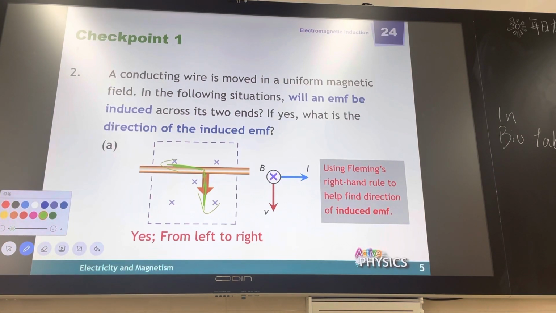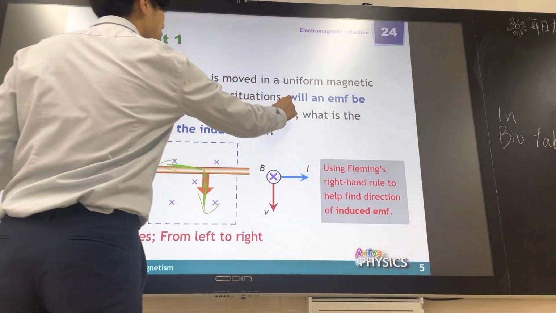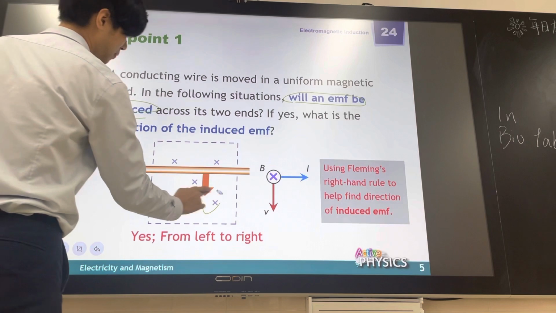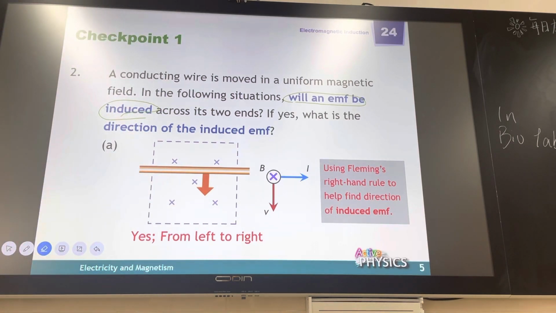The answer yes is if will an EMF be induced? Will an EMF be induced? The answer is yes. So what's this EMF? It's voltage, right? So now there is current. There is current to the right hand side. So of course the EMF will be induced. Okay, so that's why its answer is yes. Okay. 簡單啲講，其實係有 current 啫，咁就係有 EMF 咯。所以其實佢都係問緊你，will there be any induced current?